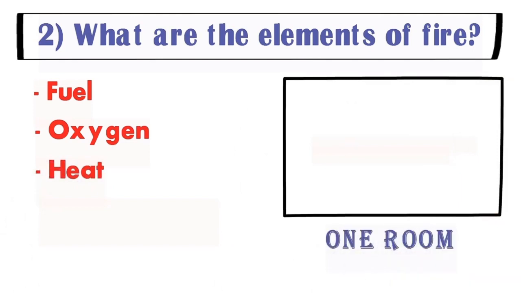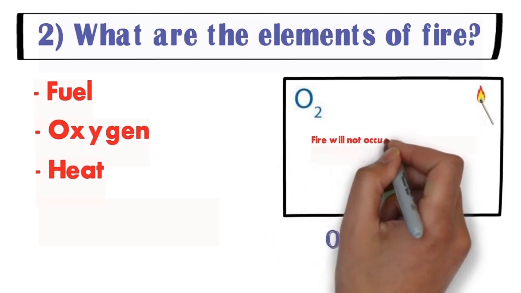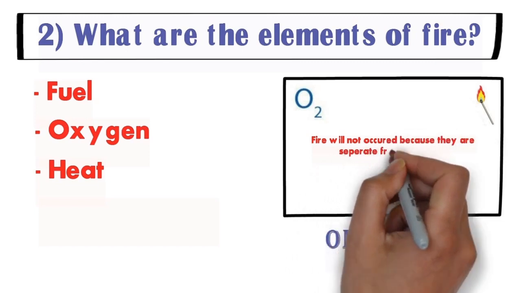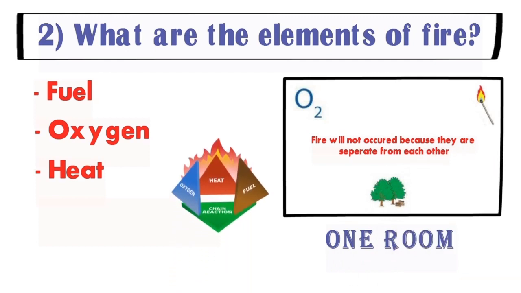Let's say, for example, in a particular room, for there to be fire, there needs to be a source of fuel, there needs to be oxygen, and there needs to be a source of heat. These three things combine together to give us fire. If one of them is absent, fire will not occur. So the principle of eliminating or extinguishing fire is to remove one of the elements.